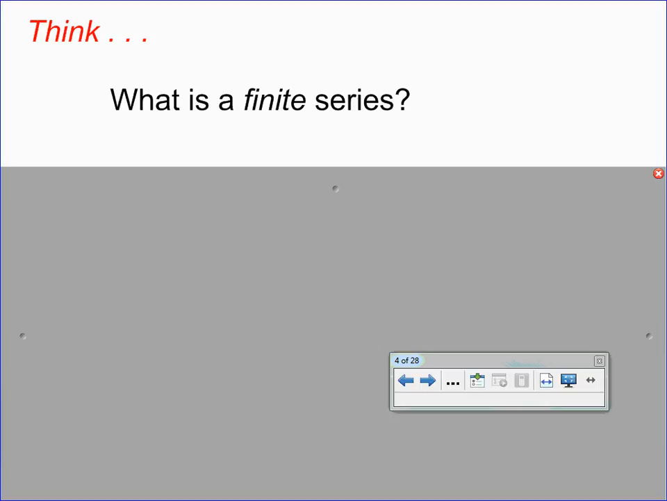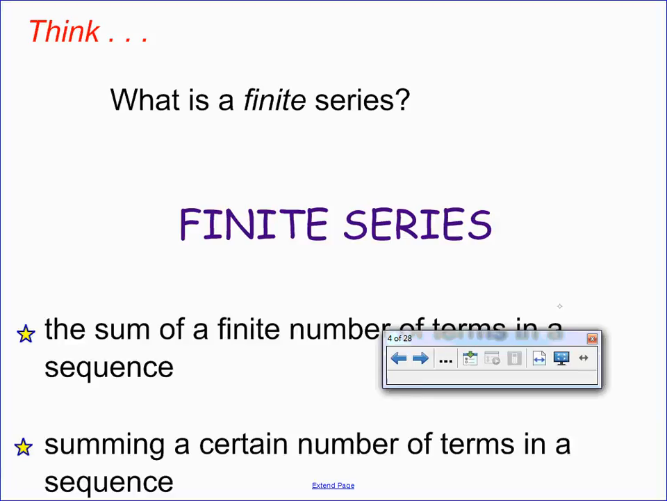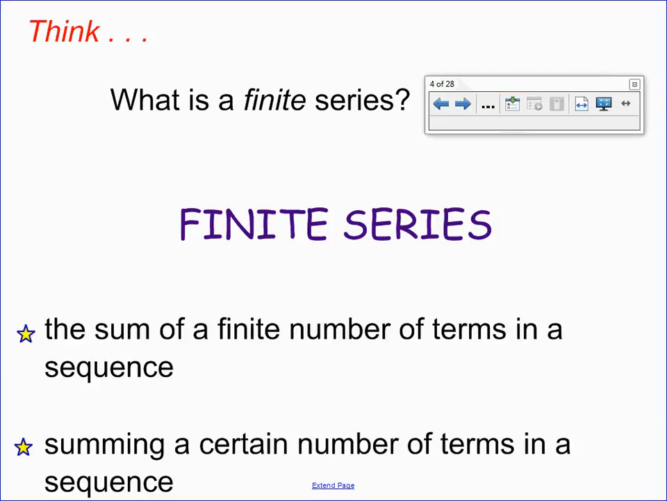So what then is a finite series? Well, a finite series is what you've already calculated. You've calculated those partial sums. A finite series is the sum of a finite number of terms in a sequence.